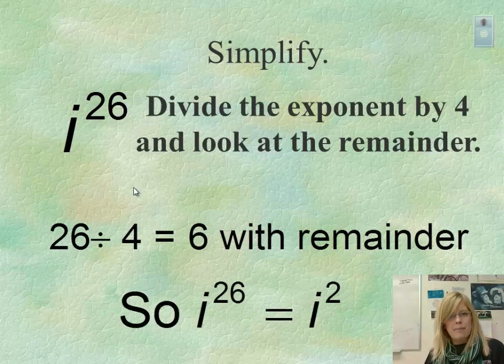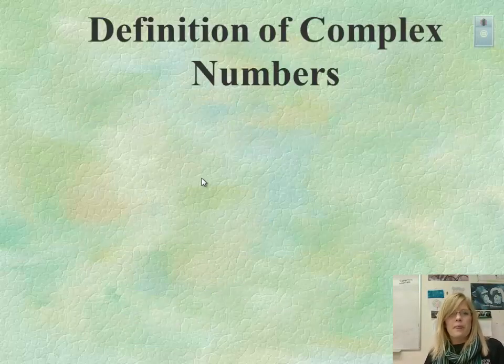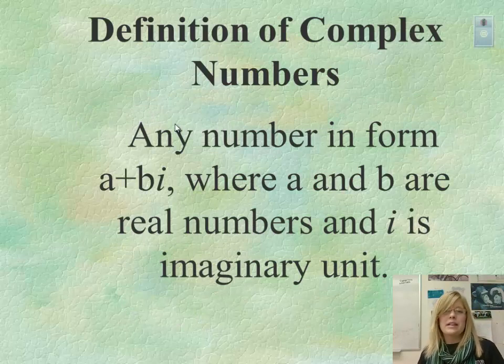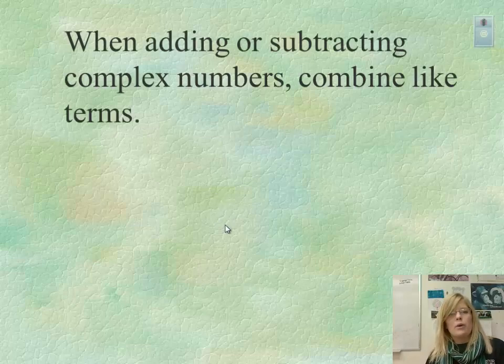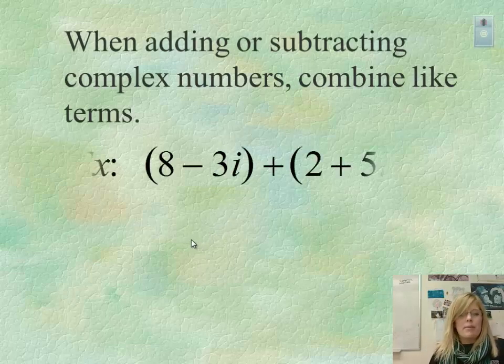Pause, copy, before you go on. Make sure you understand the definitions of complex numbers. Now I'm going to be multiplying and dividing any number in the form of a plus bi. Remember, i is not a variable. It is a representation of an imaginary number, where a and b are real numbers and i is the imaginary unit. We are going to add, subtract, combine like terms.